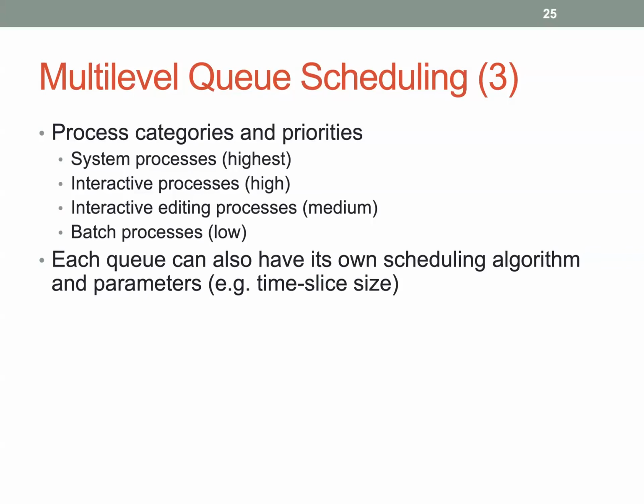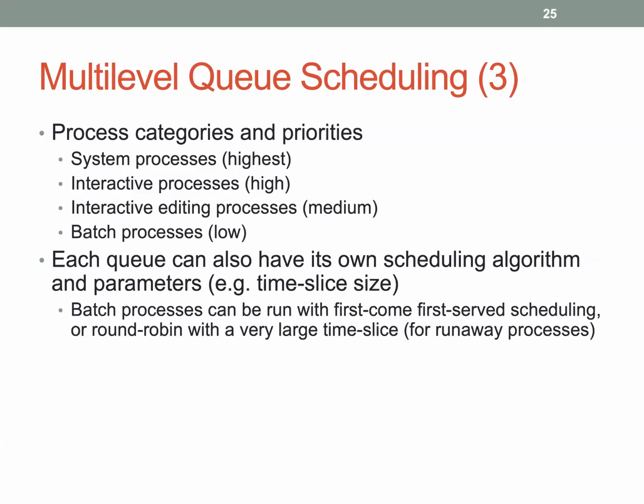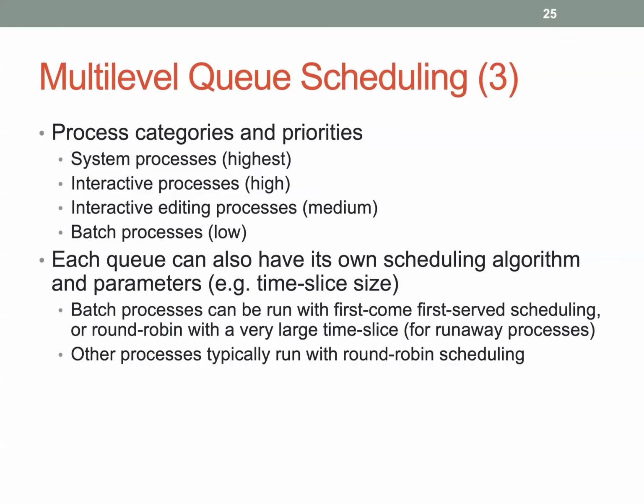Okay, you can see that queues can also have their own scheduling algorithms. That just makes sense. Maybe we do round robin on each queue, and each queue has a slightly different time slice. So the lower the priority, the larger the time slice we give it. That's a very common kind of approach with multi-level queue scheduling. Batch processes run with first come, first serve, or round robin with a large time slice, because remember, they will get preempted if something higher priority comes along, so it's okay to give them a large time slice. Other processes in higher queues might run with round robin scheduling.